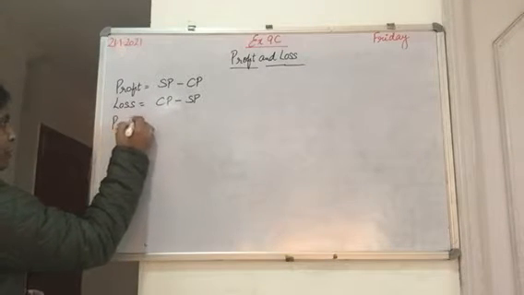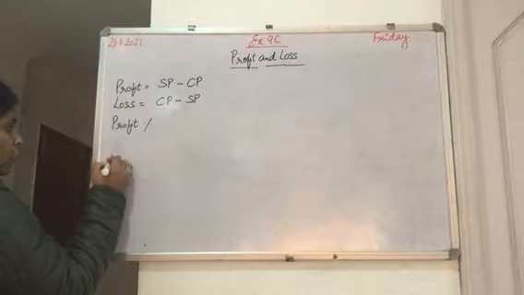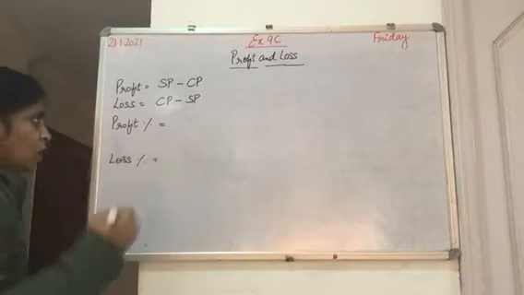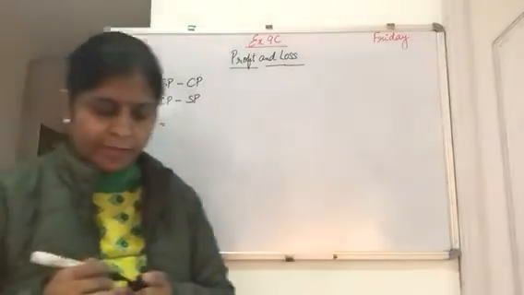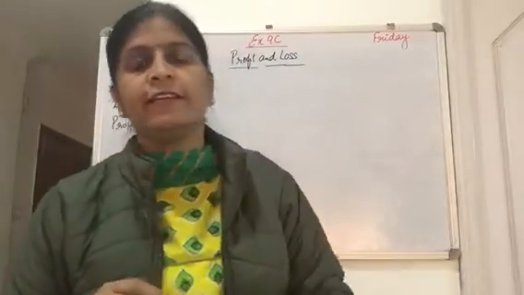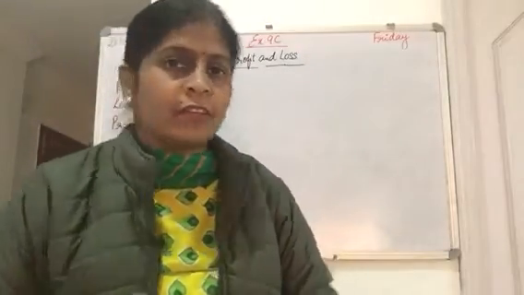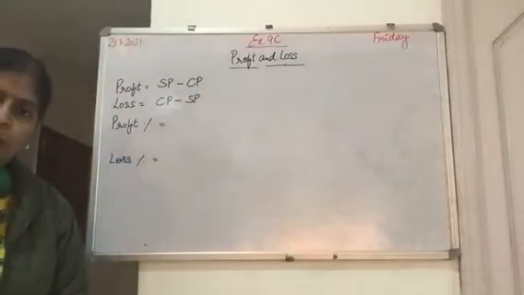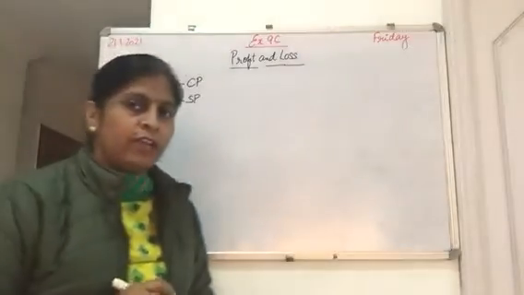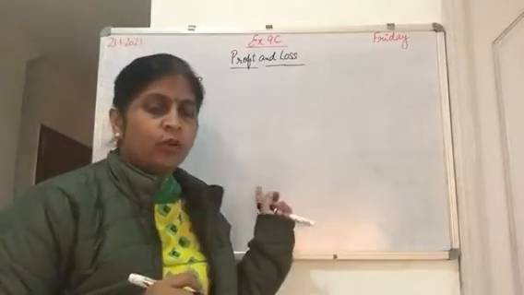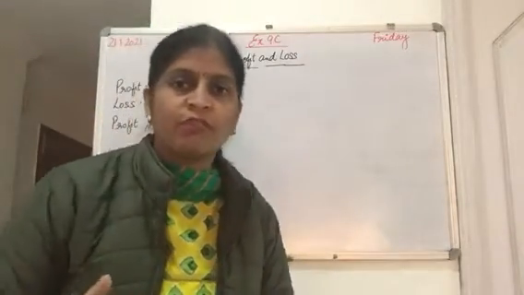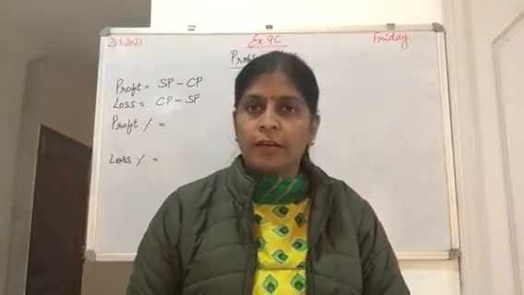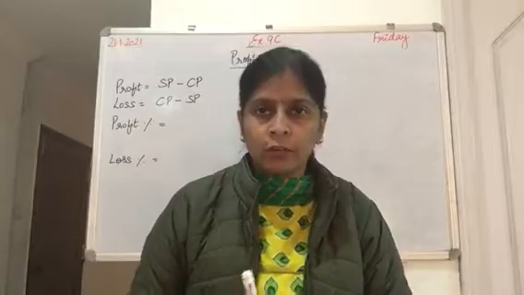Now profit and loss we will calculate in percentage also. So profit percent and loss percent. As I told you in increase and decrease percentage, these are difference and difference upon original value. Now what will be the original value in this case? Original value means the price at which we purchased earlier, or which we spent earlier. So the earlier price is called the cost price.